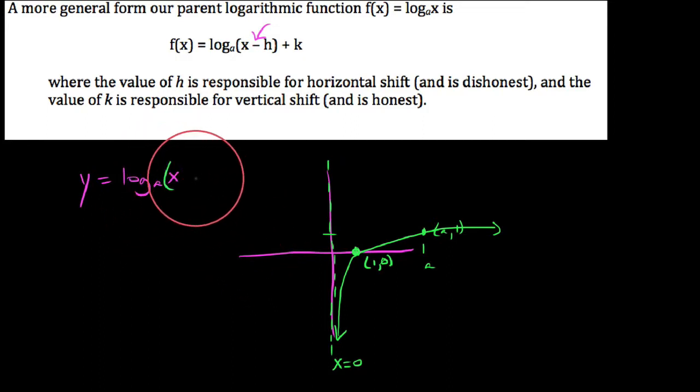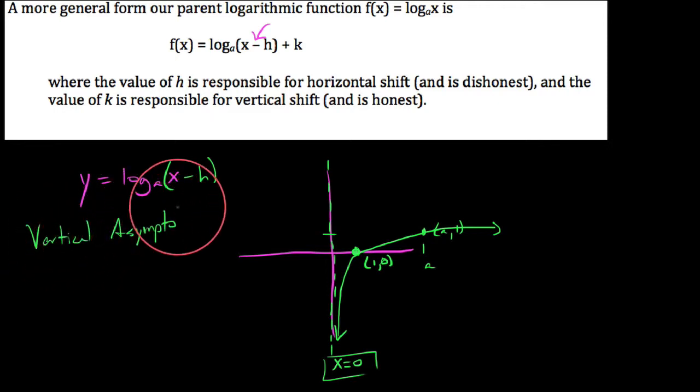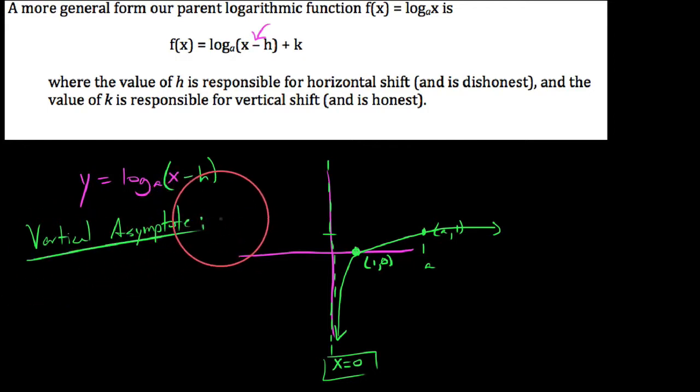If I said this is y equals log base a of (x minus h), the fact is this. We have an asymptote at x equals 0, but h is responsible for horizontal shift, and recall that we're going to shift h units left or right. If I were to shift h units to the left of 0, I'd be at negative h. If I were to shift h units to the right of 0, I'd be at positive h. So what I want to say is this. The vertical asymptote of a logarithmic function is always at x equals h. The reason is that on the parent function it's always at x equals 0, so however many units we shift left or right, the asymptote shifts with it.